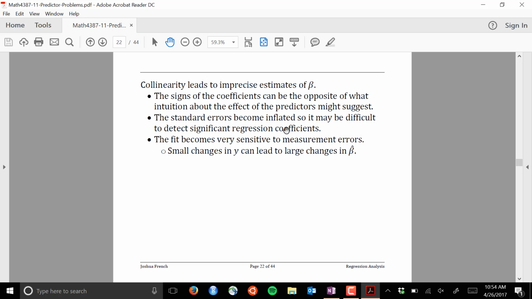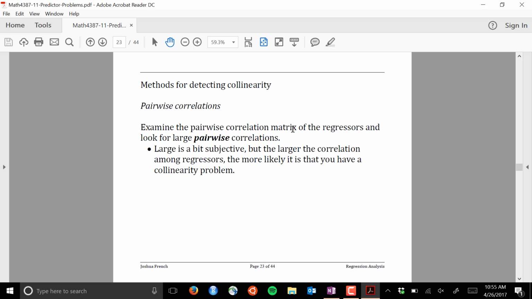Lastly, your fit becomes very sensitive to measurement errors, or just even small changes in your responses. So if you change your response vector just a little bit, that can lead to dramatically different values of your estimated regression coefficients. And we don't want to have to deal with this when we're fitting a regression model, because we want stable estimates that we're confident are going to be good estimates of the true relationship between our response and our regressors. So if our model changes a lot with just small changes in our responses, it makes it very difficult to have confidence in our inference and in the conclusions that we draw from our analysis. So those are some of the problems that we can experience when we have collinearity in our regressors.